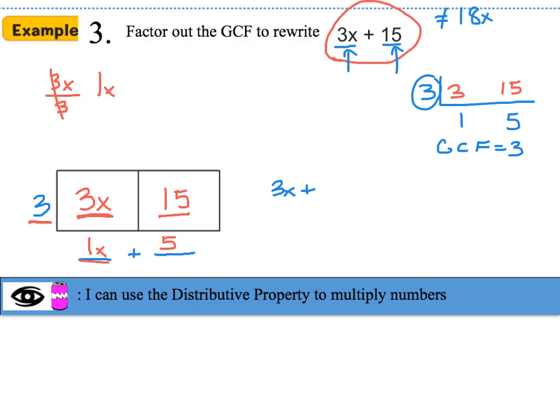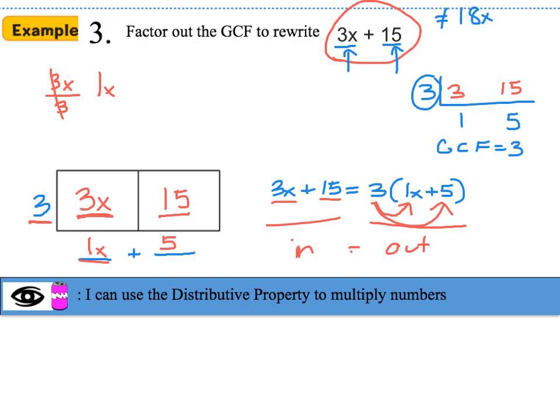So this is how you would write the answer. 3x plus 15 is equal to 3 times the quantity of 1x plus 5. If you use the distributive property on this new problem that you figured out, 3 times 1x is 3x. 3 times 5 is 15. So both expressions are equal even though they look different. The inside of the model is equal to the outside of the model.